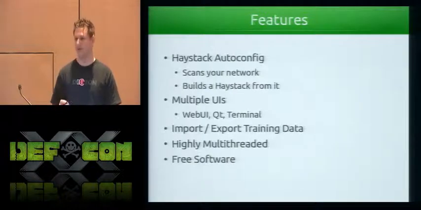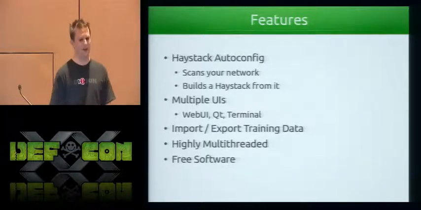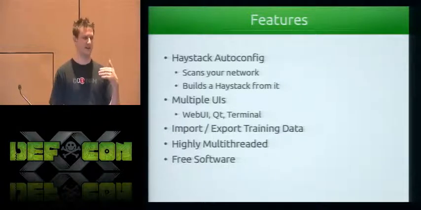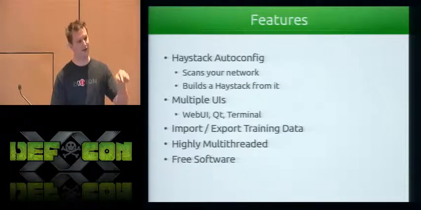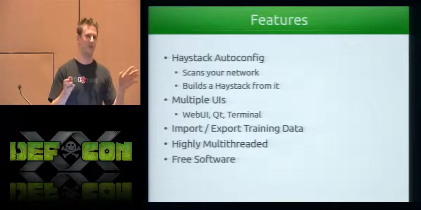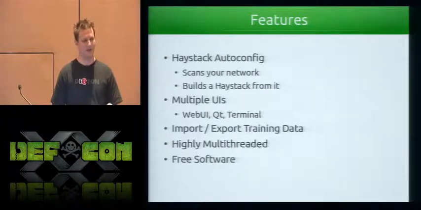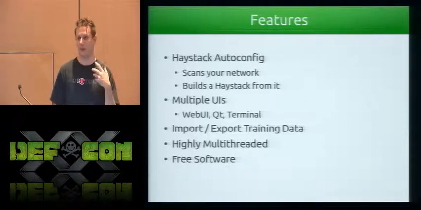So some other features of the software: we have a Haystack auto config utility, which is really cool, though it's super alpha right now because we're just finishing it. You scan your network, press the auto config button, and it will nmap your network, figure out what's there, and build you a Haystack on the basis of that, so that you get a Haystack that looks real.